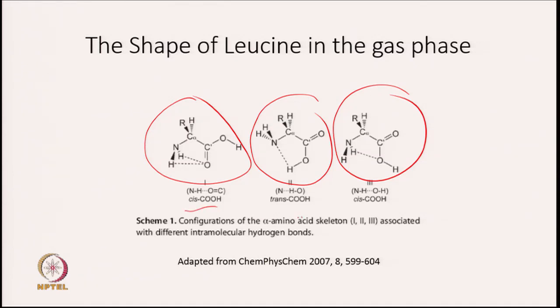This is called cis COH, trans COH, and this cis COH, but you can see here that this H is like here, this 2 H, and then here H is like this, but now here there is a flipping. So, these are 3 different kinds of amino acid skeleton you can think of with different intramolecular bonds.